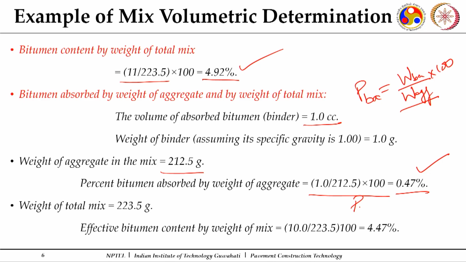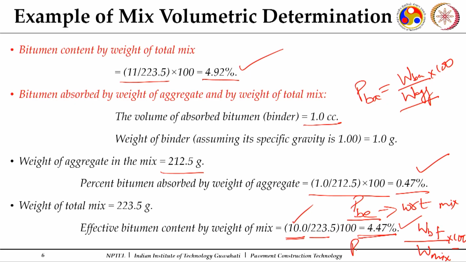And then there was another term, PBE, which is how much effective binder is available with respect to the mix. So, this should be weight of binder which is free upon weight of mix into 100. Considering the 10 gram was free, with specific gravity of 1, 10 cc was free, so 10 gram is the free binder, and this is the total weight of the mix, 223.5. So, the binder which is effective is 4.47. So, this is PBE.